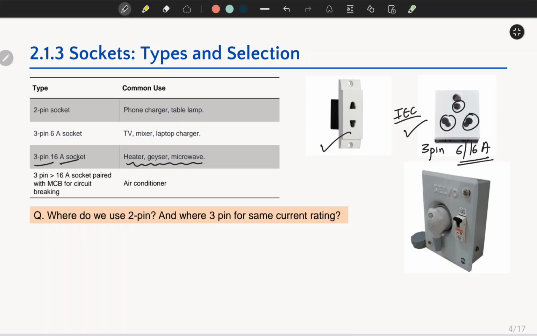For loads which require more than 16 ampere, there is this metal plate with an MCB as a switch. Why MCB? Because MCB has a higher current breaking capacity. And why this happens, we will learn in the other modules.